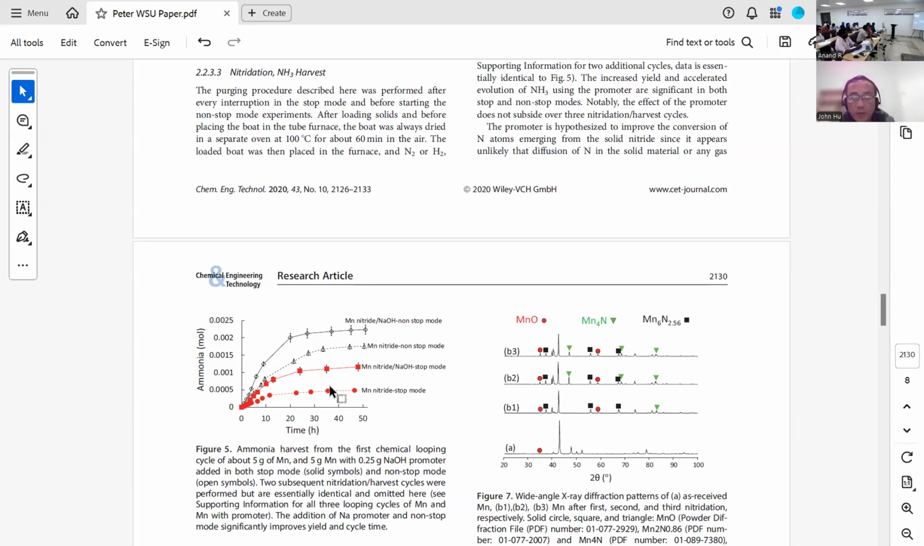Can everyone see figure 5? Can you see figure 5? I'm sharing with you. Yes, sir. Okay, all right. So you got data, so look at figure 5. That's your data. Based on the laboratory data, you want to build a 100 kg ammonia plant, and then how much manganese do you need?